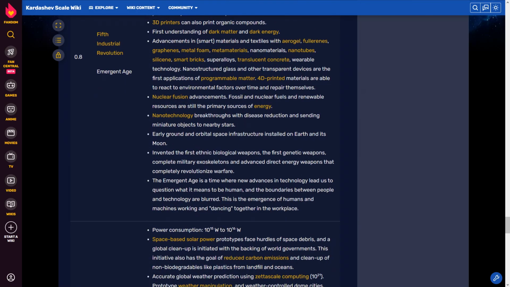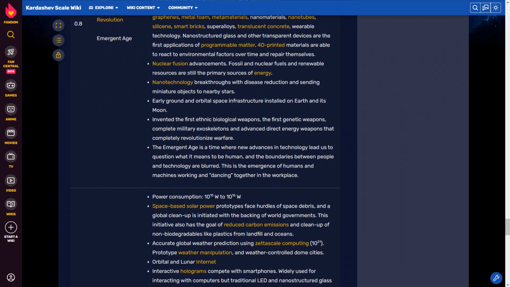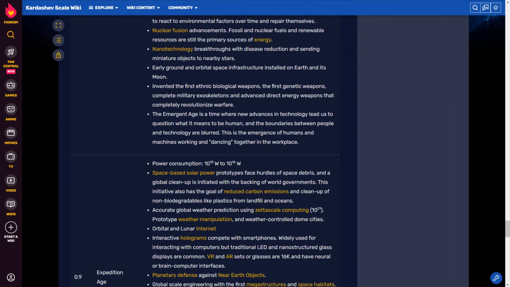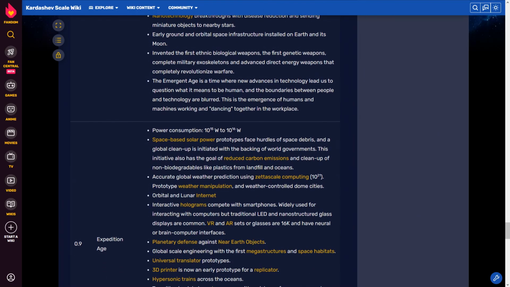Nuclear fusion advancements. Fossil and nuclear fuels and renewable resources are still the primary sources of energy. Nanotechnology breakthroughs with disease reduction and sending miniature objects to nearby stars. Early ground and orbital space infrastructure installed on Earth and its moon. Invented the first... wait, what? Okay. Invented the first ethnic biological weapons, the first genetic weapons, complete military exoskeletons, and advanced directed energy weapons that completely revolutionize warfare. As if we need that.